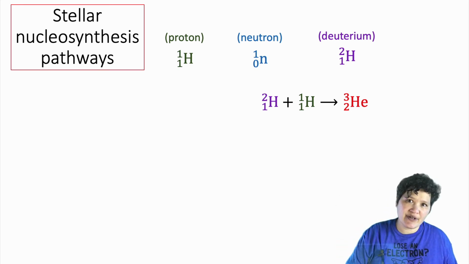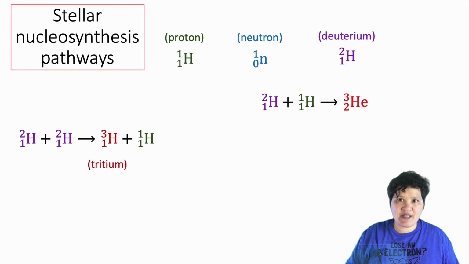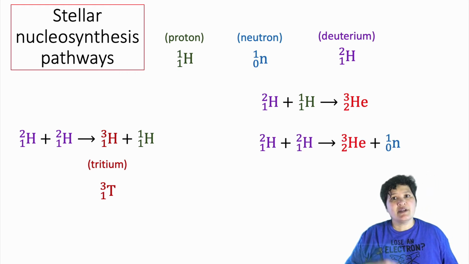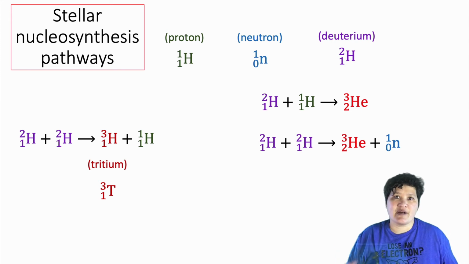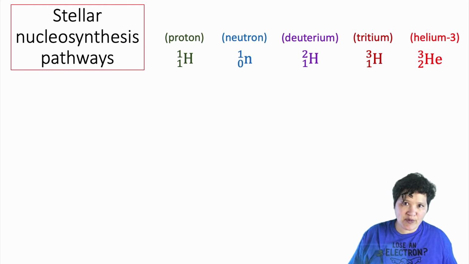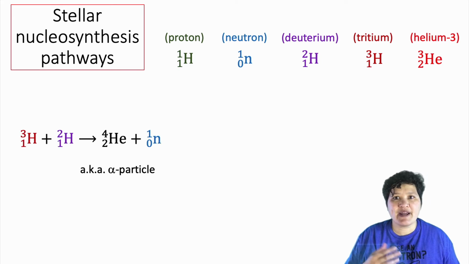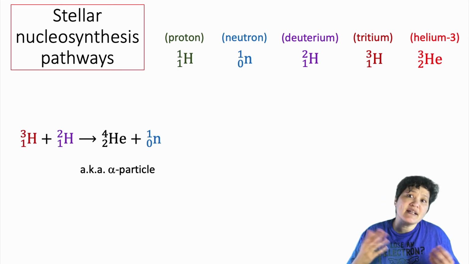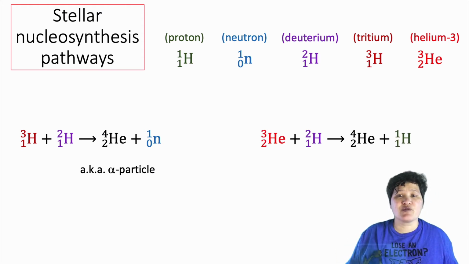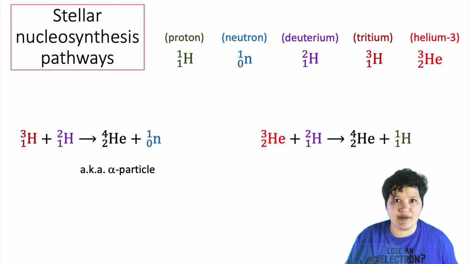So for example, two deuteriums can combine to form hydrogen-3 and a proton. Hydrogen-3 is also called tritium, so the isotope symbol is sometimes written with a T instead of an H. Another possibility is your deuteriums can smash together and form helium-3 and a neutron. Now we can add tritium and helium-3 to the list of nuclei swimming around in our plasma. So what sorts of reactions can we have now? Well, tritium and deuterium can combine to form helium-4 and a neutron. Or helium-3 and deuterium can combine to form helium-4, what we also call an alpha particle, and a proton.